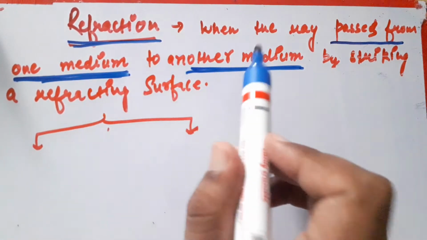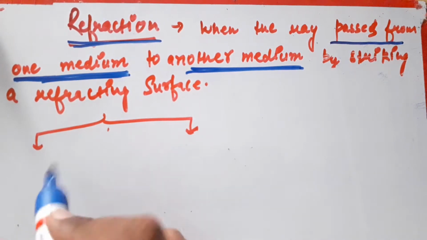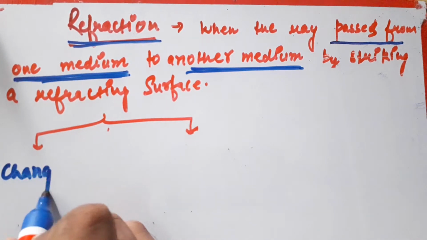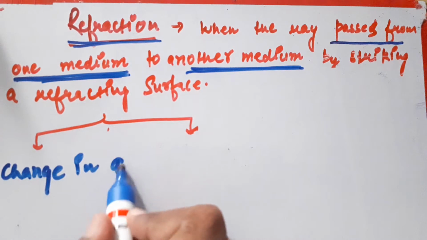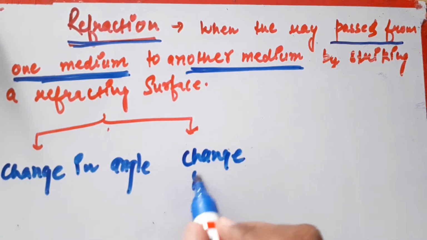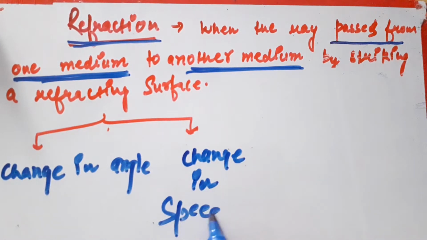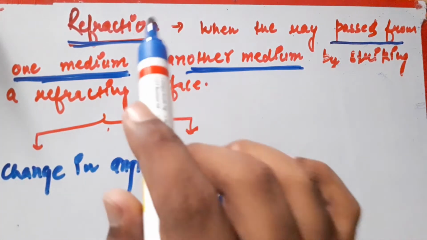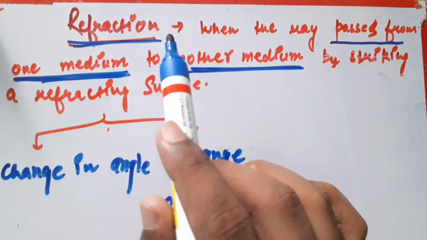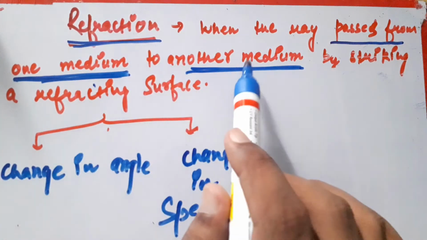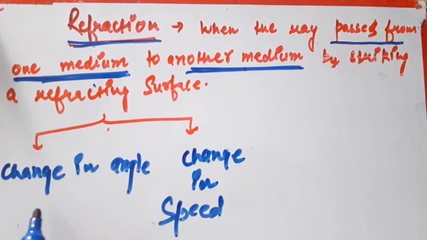A ray is passing from one medium to another medium, and while passing, two things happen. What are these two things? The first thing is there is a change in angle, and the second thing is there is a change in speed. Speed of what? Speed of light, whenever a ray is passing from one medium to another medium. In the case of reflection, what happens? The ray is passing from one medium and it goes back into the same medium. But in the case of refraction, it is passing from one medium to another medium, and while passing, two things take place: there is a change in angle and there is a change in speed of light.